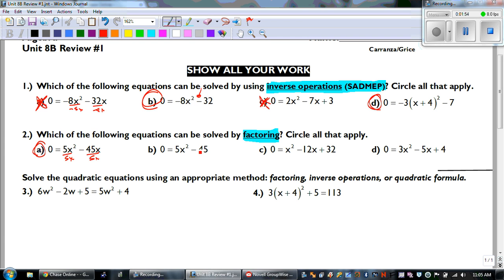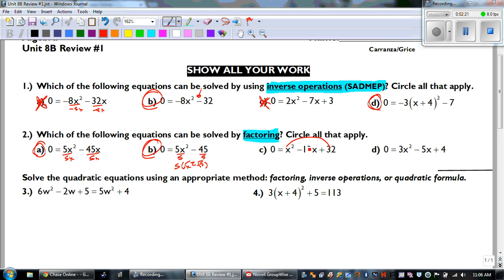Yeah, technically, well, you can be like, well, Mr. Grice, I'm going to add 45 and use inverse operations. Well, yes, you can use inverses here, but you can also factor out the 5, get x squared minus 9, take the square root. Yeah, I'm sorry, that's factoring right there. Okay, what about C? Yes, C you can factor.